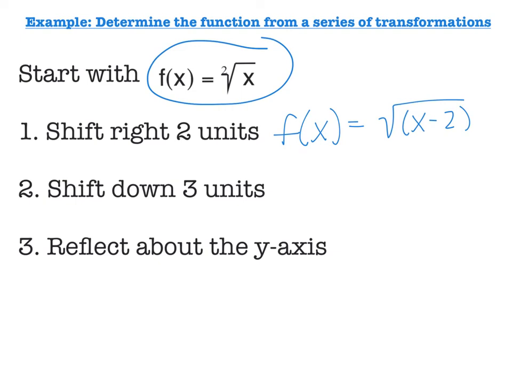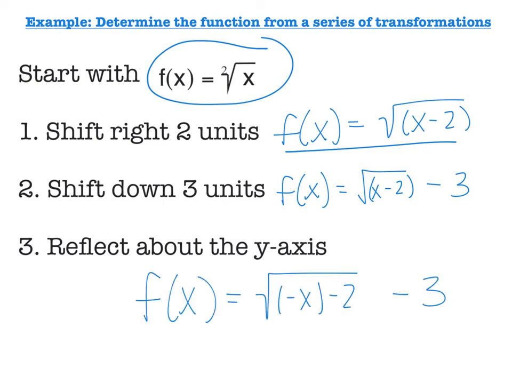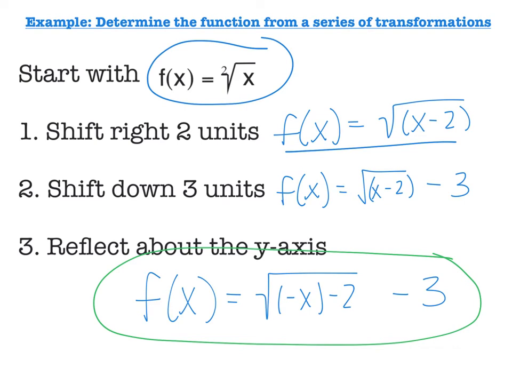Now let's shift the function that we have right here down 3 units. When we do that, we subtract 3 from the entire function. So that's going to look like this. And now let's reflect it about the y-axis, which means that we replace any x value with a negative x. So that's going to look like this. So here is our new function after 1, 2, 3 transformations.